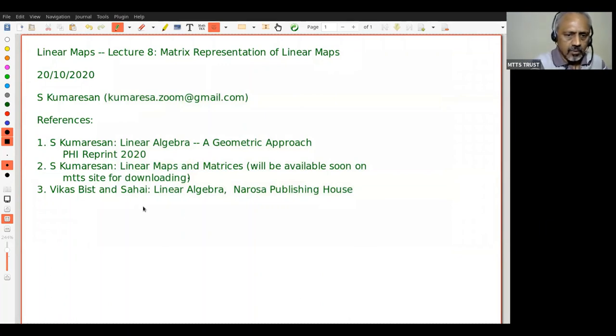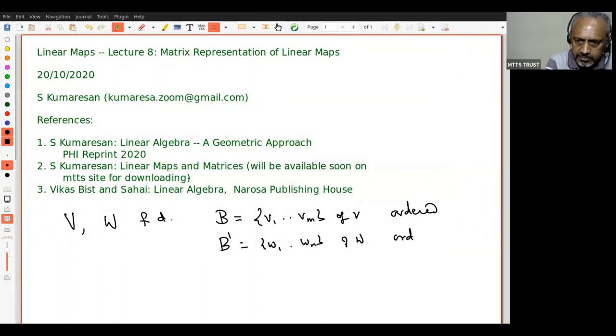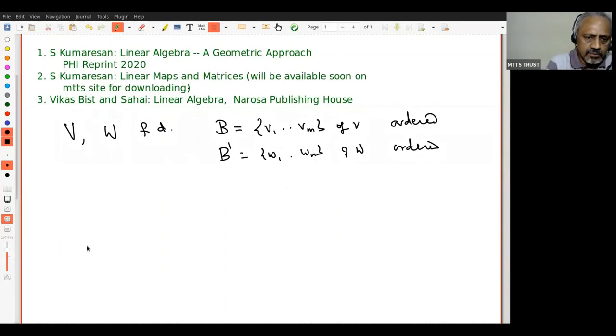So what we have is two finite dimensional vector spaces V and W, and let us fix an ordered basis V1, V2, ..., Vm of V. Notice that this is an ordered basis, and similarly B dash, W1 to Wn, of W. Again, it's an ordered basis. That means V1 is the first vector, V2 is the second vector, and so on. All right. Now suppose F is a linear map from V to W.